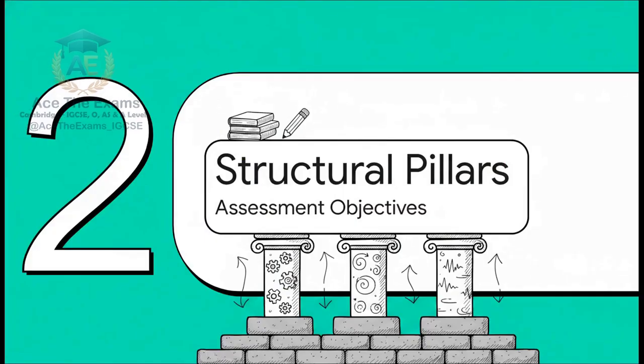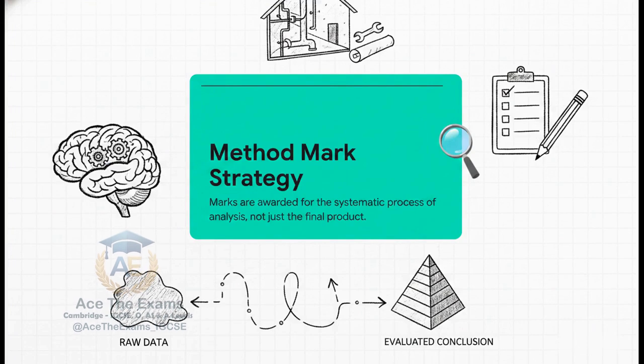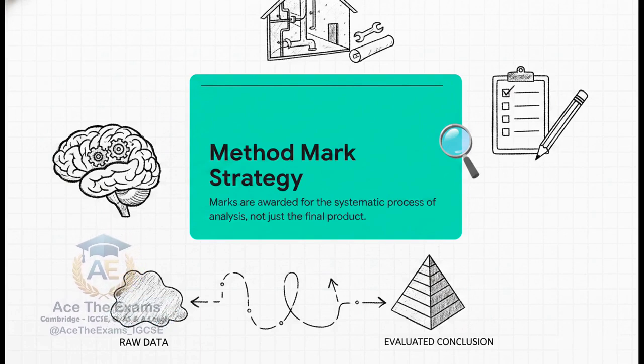Phase 2. We're getting into the core structural pillars, specifically the assessment objectives. Moving into the second phase of our build, we've got to lay down the foundational cement of our argument, using the specific cognitive domains required by the syllabus. Every single sentence you construct has to be anchored to one of these assessment objectives, or it's just decorative fluff.